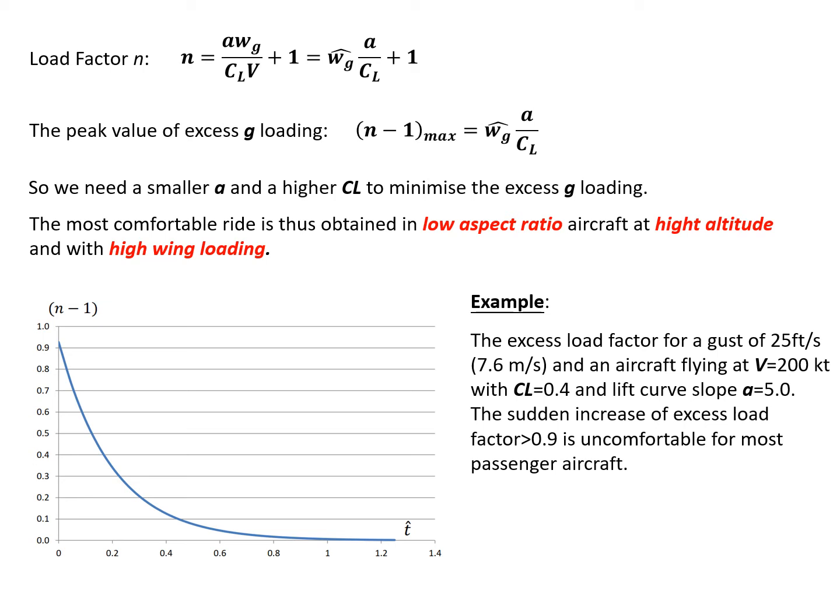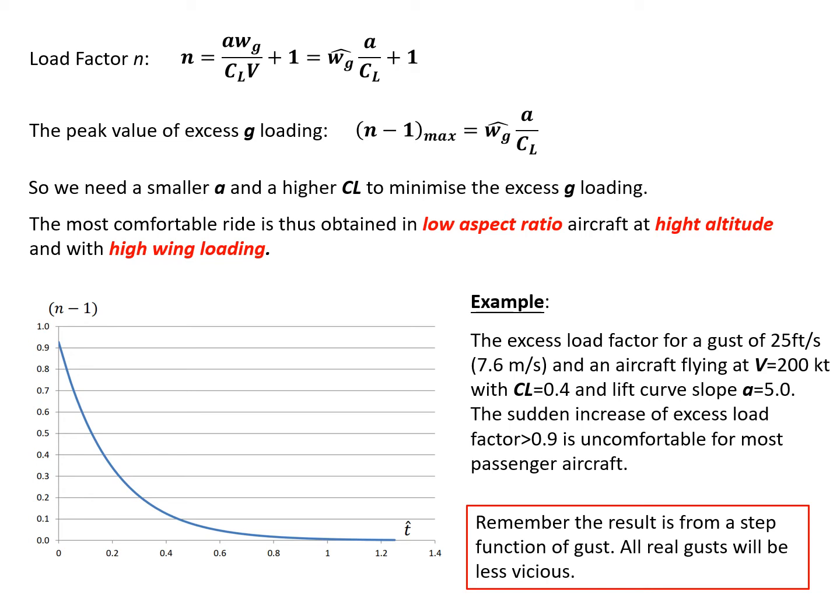So this is what happens when we examine the G loading or excess G loading during a vertical gust. Under what kind of model, can you remember? A simple step change velocity. So the gust is simulated by a step change in velocity magnitude. Remember, the result is from a step function of gust. All real gusts will be less severe, and so this is the most extreme case. That's why we usually put a maximum in analysis.